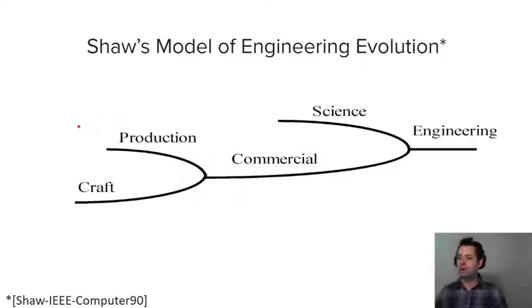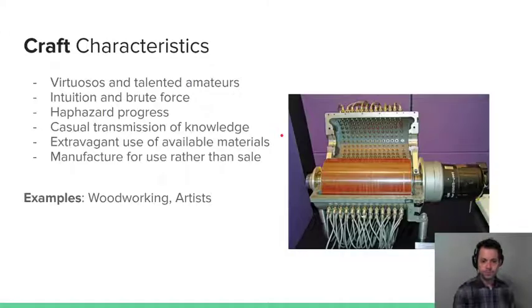We figure out how to take this craft and scale it up so that everybody else can use it. And once we do that, we go into the commercial space, and oh, science comes into play. So we start learning the theories and the underpinnings of why things work, and then we turn this into engineering. And so we kind of have this almost like a bone model. I don't actually know what this type of figure is called now that I think about it, but we just have an evolving model.